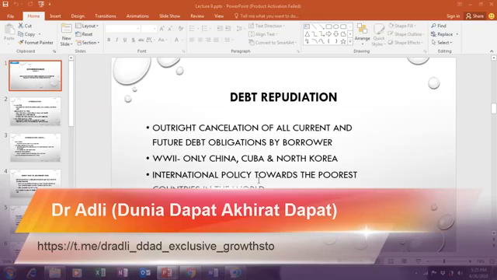Debt repudiation is simply saying that all your debts, all your future debt, will be cancelled, will be waived. So basically, there are certain countries, only China, Cuba, and also North Korea, after World War II, and then international policy toward the poorest countries in the world. So this is actually debt repudiation.